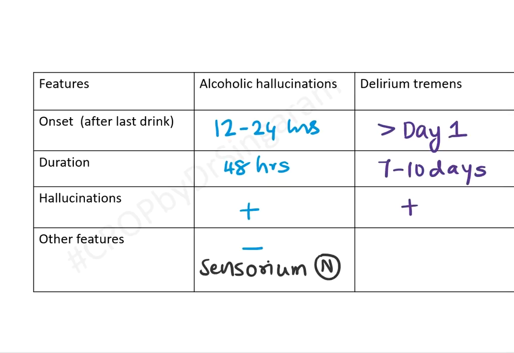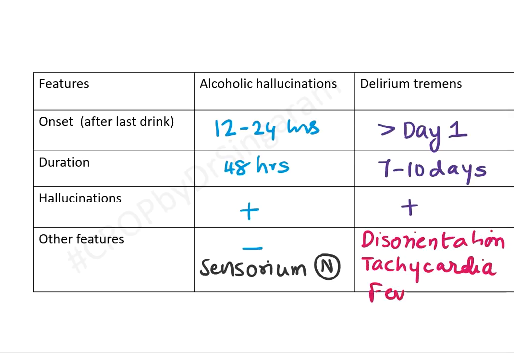Now other features are the differentiating points. Here the patient shows disorientation. Okay, his sensorium is not normal. And other additional findings would be the patient may be having tachycardia, that is increase in the heart rate. The patient may be having fever, as well as increase in the blood pressure or hypertension. These are the differentiating features between alcoholic hallucination and delirium tremens.